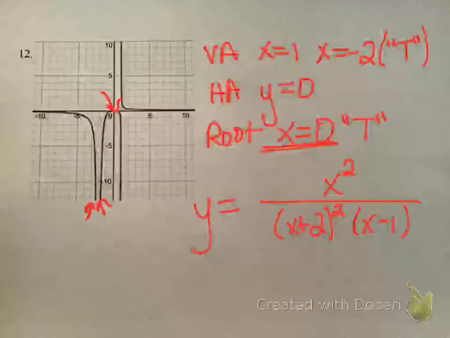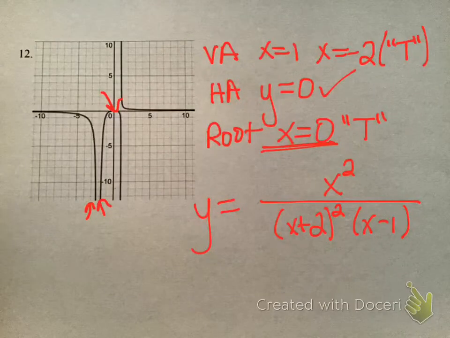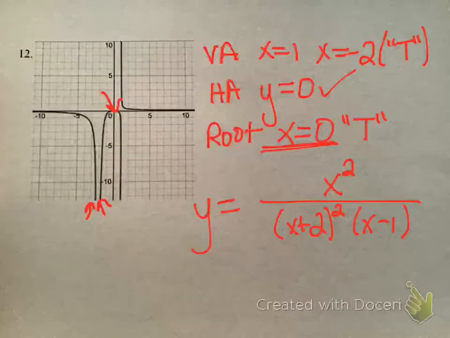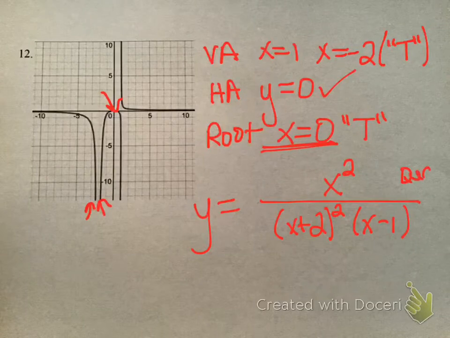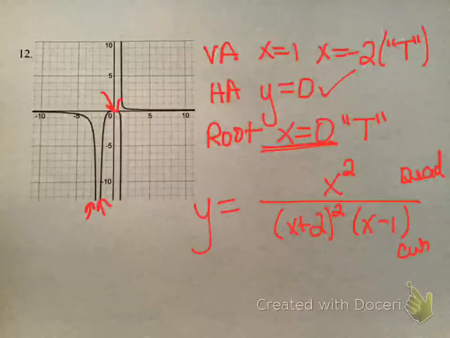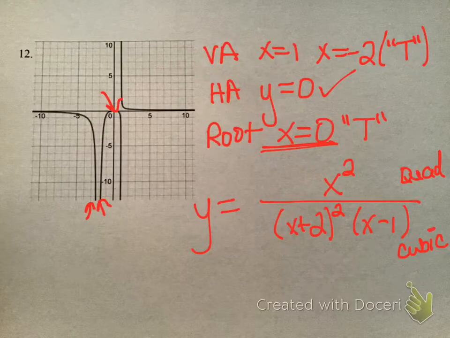So if you look at this equation, this is still bottom heavy. It would still have a horizontal asymptote at y equals 0 because you do have a quadratic on top and you do have a cubic on bottom. So it is still bottom heavy. And so that takes into account the horizontal asymptote.